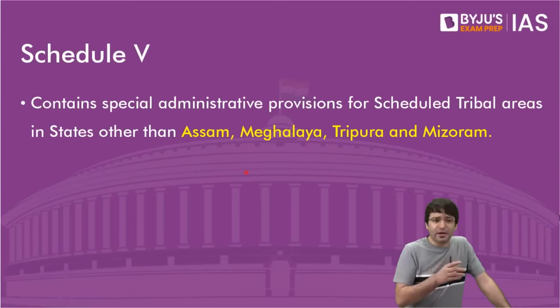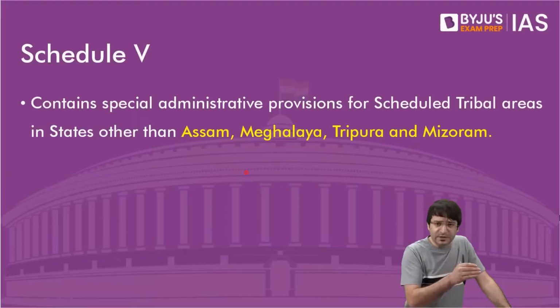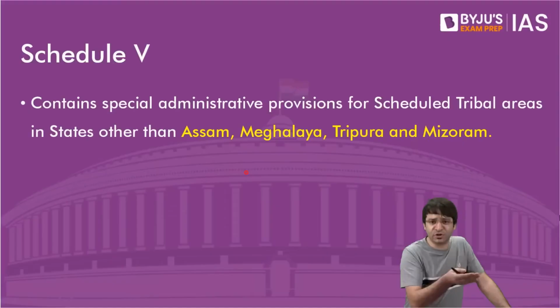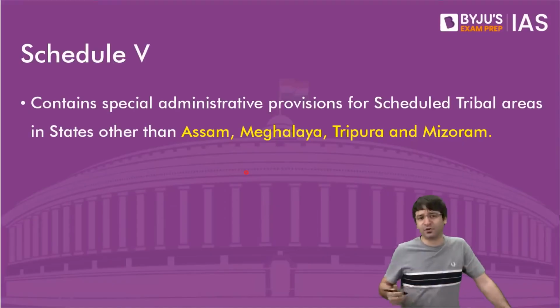Schedule 3, it talks about oath and affirmation. When oath or affirmation is administered to a minister, to a judge, to a CAG, all these are mentioned in the Schedule 3 of the Constitution.